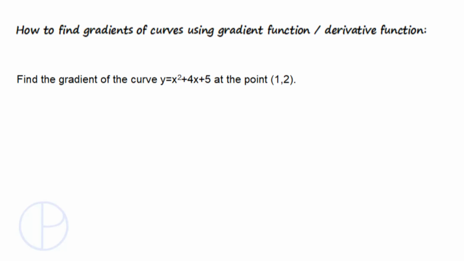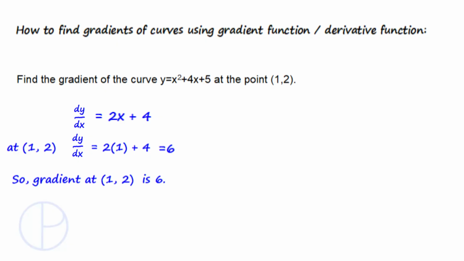For this, first we need to find the derivative, that is the gradient function dy by dx, which is 2x plus 4. Okay, so we need to find the gradient of the curve at the point 1, 2. At the point 1, 2, x is 1. So dy by dx at 1, 2 is 2 multiplied by 1 plus 4, which is equal to 6. So the gradient is 6.